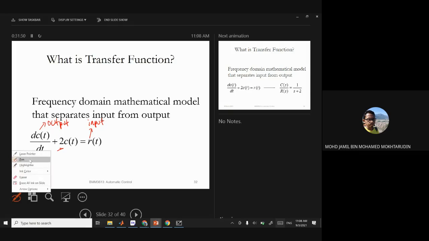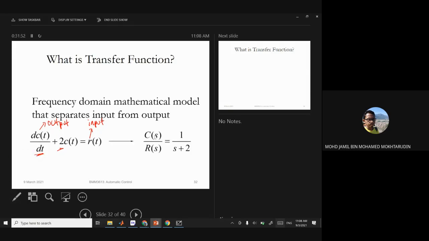If you use the Laplace transform, you will get C(s) over R(s) equals 1 over (s plus 2). This is basically the transfer function. You want to find C over R, separated from the other numbers that are not related to C and R. So the transfer function is the model that separates input from output.